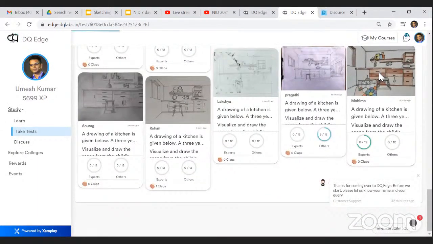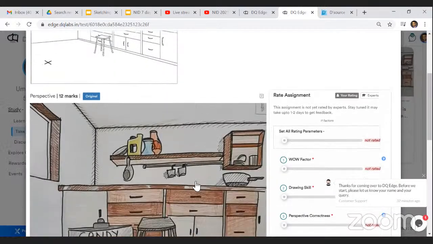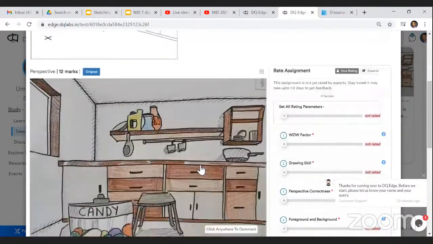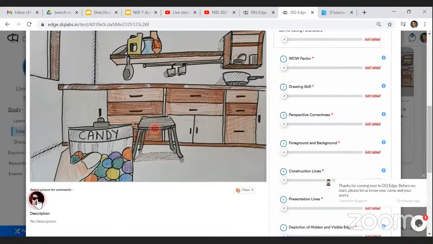For example, see Mahima, how she has done, how beautifully she has done, and how nicely she has colored, etc. She has beautifully shown her foreground and background and all of this, right? So you get very interesting insights. Let us say what this student is trying to say.